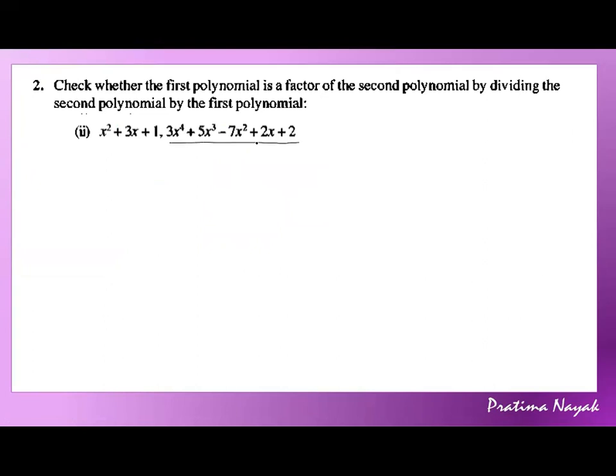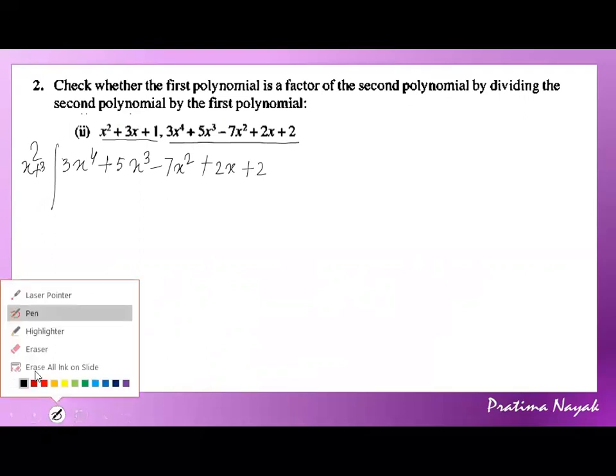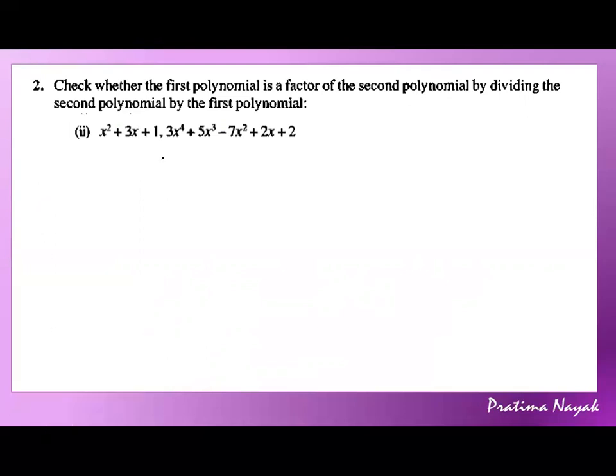Here this is the dividend, and this is your divisor. So 3x to the power 4 plus 5x cube minus 7x square plus 2x plus 2, divided by x square plus 3x plus 1. I'm writing in the middle: 3x to the 4 plus 5x cube minus 7x square plus 2x plus 2, whole divided by x square plus 3x plus 1.